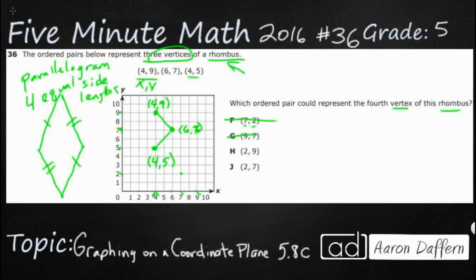So I'm looking at these next two as really good possibilities, because it's going to have to be pretty low on the x side. Let's try this first one, (2, 9). There's my 2. My 9 is just too high up there. That would be okay if I wanted to make that part of a pentagon, but definitely not a rhombus. So let us hope it is going to be J, (2, 7).